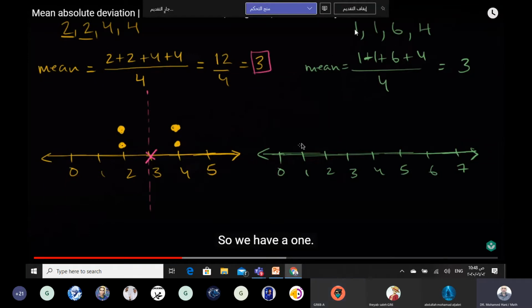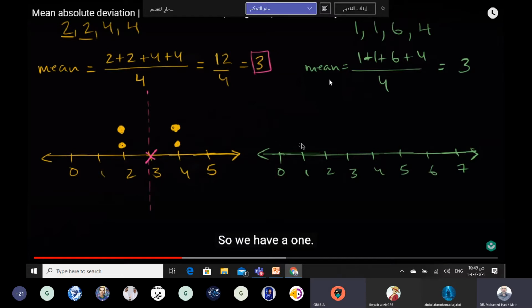Look to the numbers here. These numbers we will call data. Look to the numbers inside the data. We have 1 and 1 and 6 and 4. And we want to find the mean.